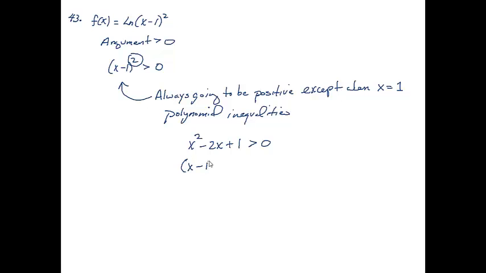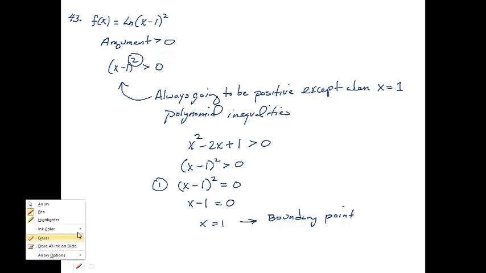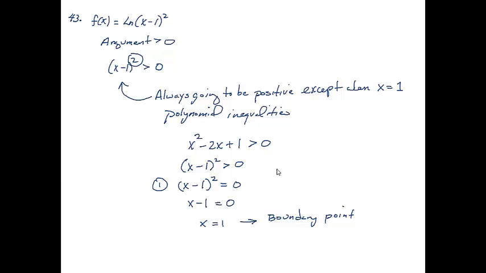So again, (x minus 1) squared greater than 0. The first thing we did then, you had to set your polynomial equal to 0, correct? And then you solve for x. So you take the square root, and you have x minus 1 equals 0. So x equals 1. This became your boundary point, if you remember. This one is an interesting problem. So you have this boundary point, and it's 1.